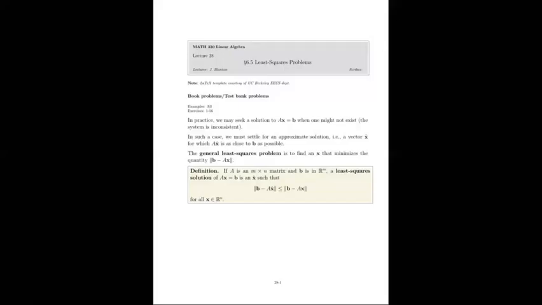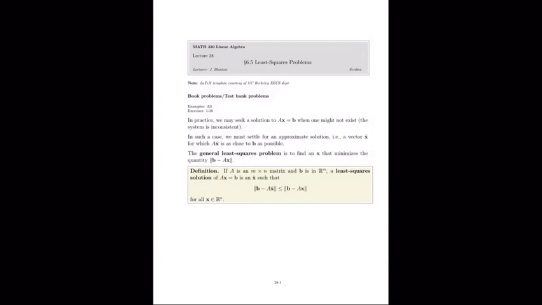Section 6.5 is our final section, and that's the least squares problem. So we'll introduce the least squares problem along with a couple different methods of solution for the least squares problem, and then we'll end with an introduction to linear regression, or finding the line of best fit for a set of points in the plane, and we'll solve that problem as a least squares problem.